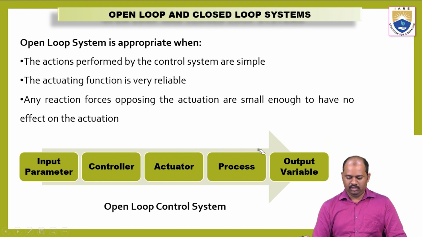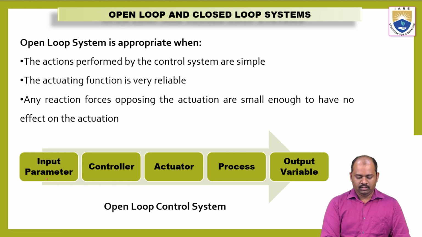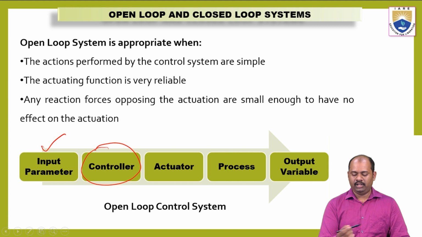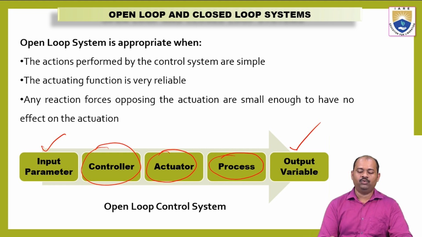Now here one important point is there. The input parameter is given to the controller. The controller is a device which will control the entire system. The actuator is the device which can create motion, and the process is where the actual process is done. Now we will finally get an output variable. Now let us take an example of this open loop system.